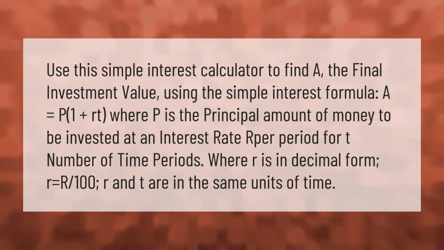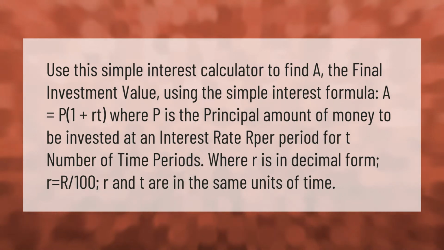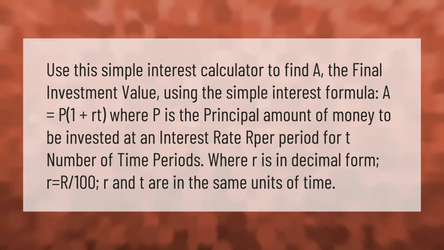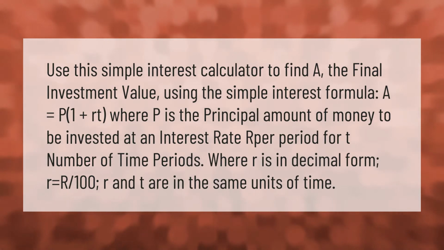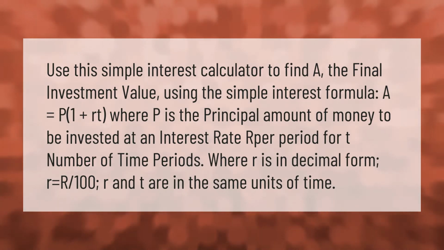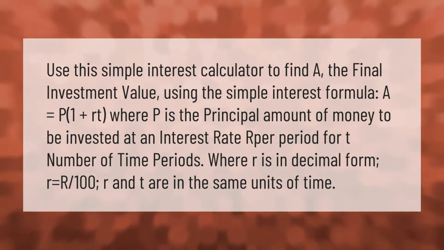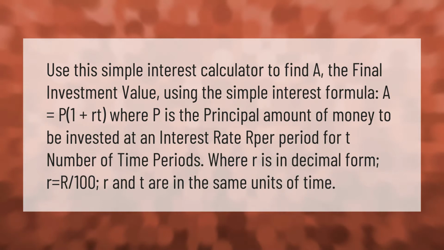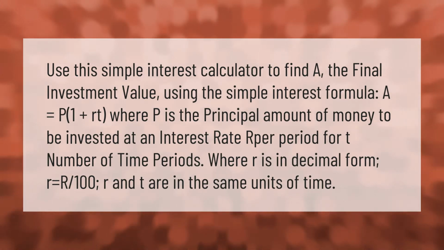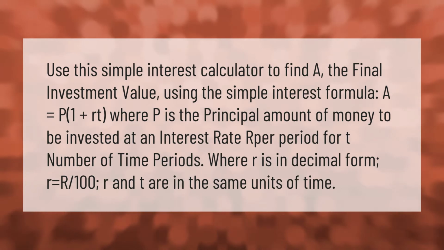Use this simple interest calculator to find A, the final investment value, using the simple interest formula, A equals P times (1 plus RT), where P is the principal amount of money to be invested at an interest rate R% per period for T number of time periods. Where R is in decimal form, R equals R divided by 100, and R and T are in the same units of time.